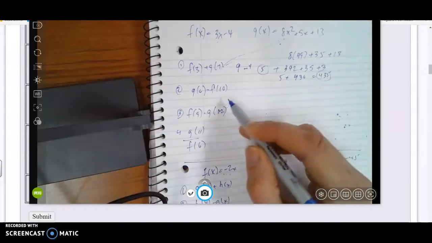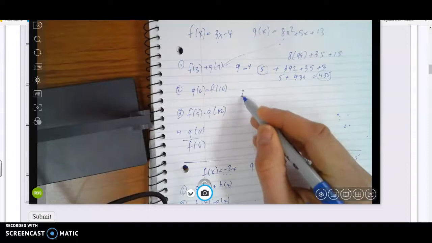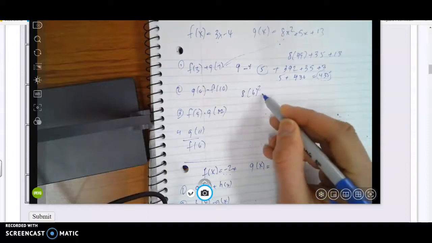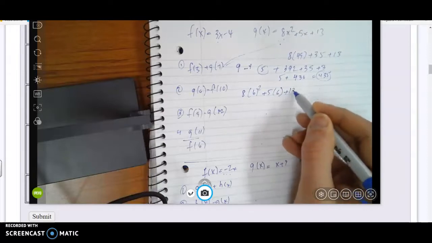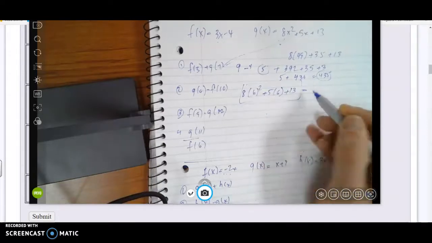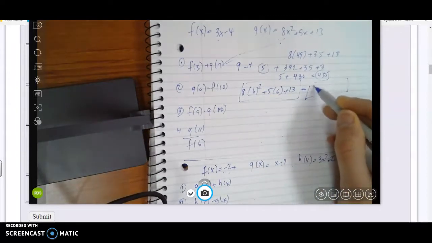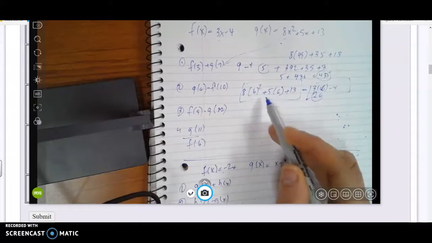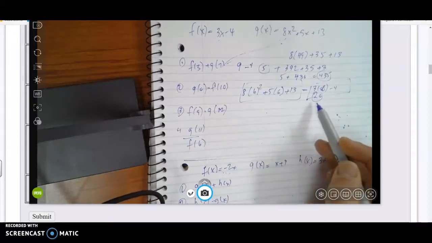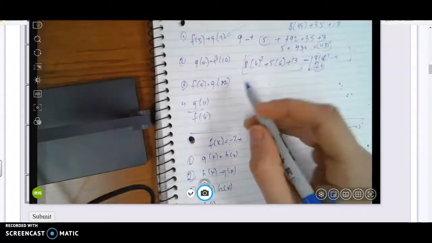Put those all together. Now, g of 6 minus f of 10, so we put 6 in here. So that's going to be 8 times 6 squared plus 5 times 6 plus 13. You get that answer, whatever that is, and then you subtract off whatever f of 10 is. F of 10 is going to be 3 times 10 minus 4, so that's going to give you 26. So you get this answer, use your calculator if you need to, and then subtract off 26, and that'll be your answer. Now f of g times g of 12, sorry, f of 9.